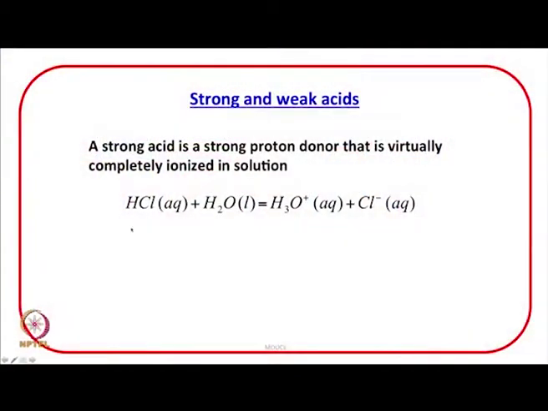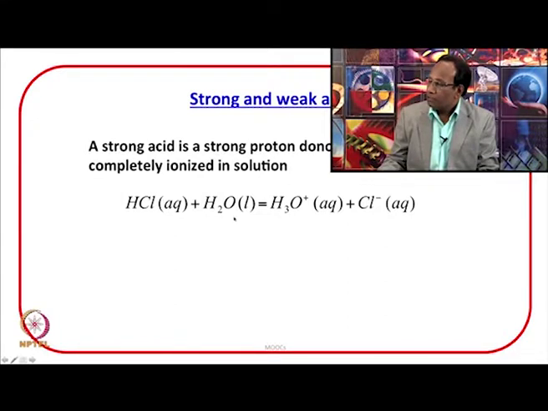For example, if we take HCl, HCl in water easily donates a proton to water, forming hydronium ion plus chloride ion. And in such a reaction, we say that HCl is virtually completely ionized in solution in the form of hydronium ion and chloride ion. Therefore, we call HCl a strong acid.